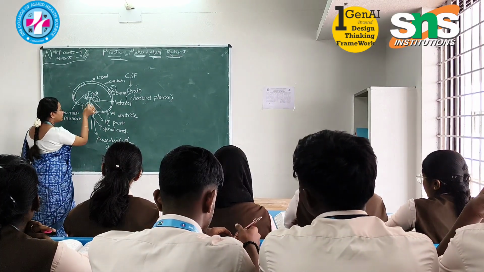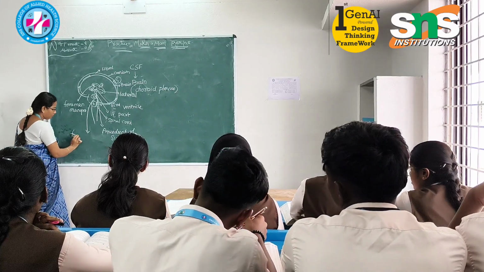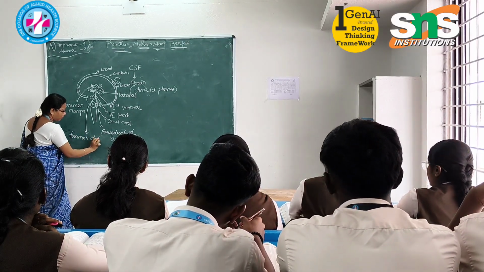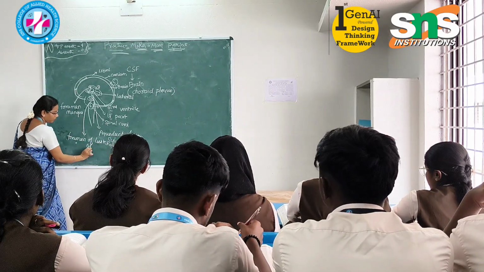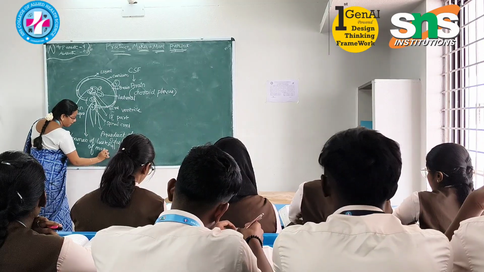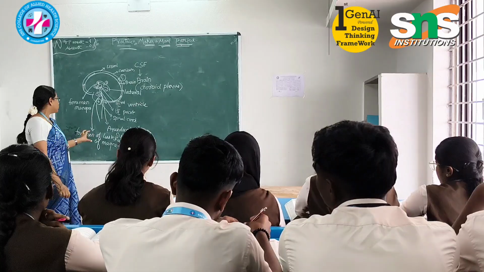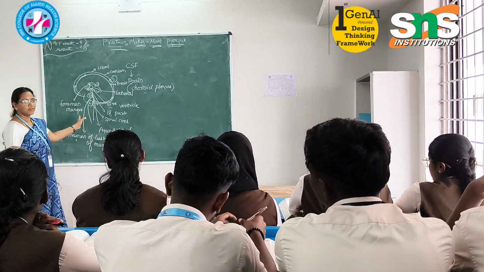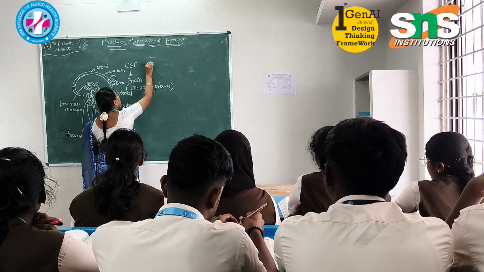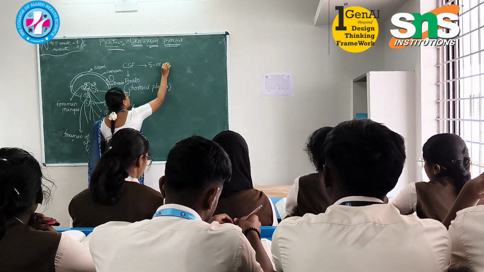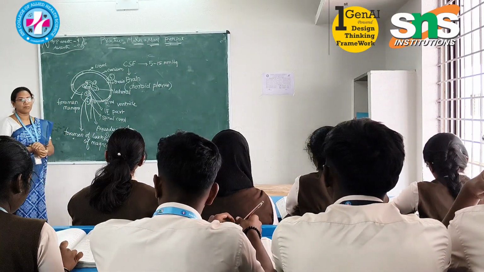And from the fourth ventricle to the spinal cord, it flows through two pathways. One is called the foramen of Luschka and the foramen of Magendie. Okay. So these are the areas where the flow of cerebrospinal fluid will be. So the pressure that is maintained in your intracranium is 5 to 15 mmHg. This is the pressure which is maintained by the cerebrospinal fluid of your brain.